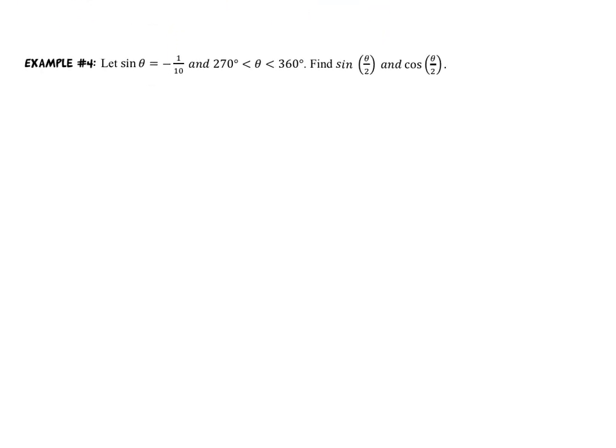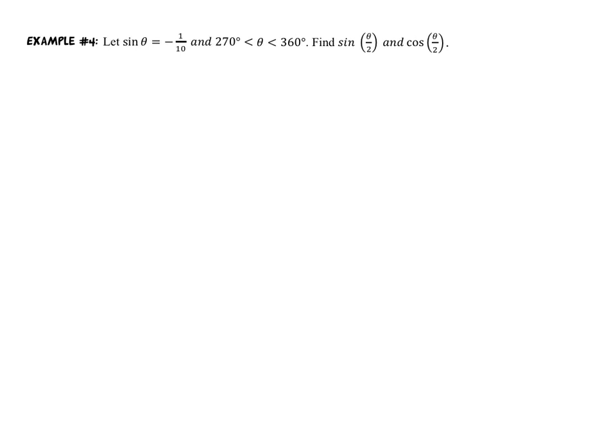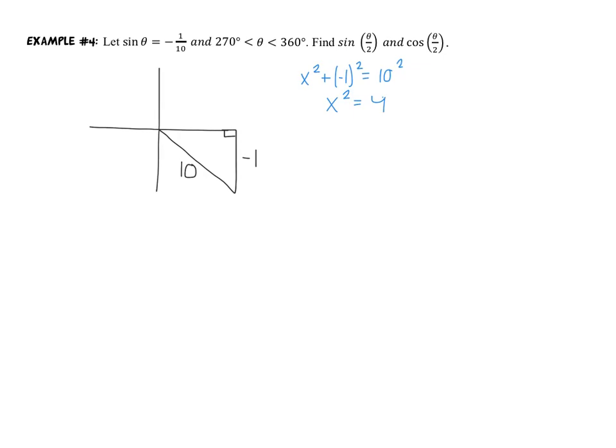So, example 4, we'll get into what it really looks like. As always, I'm going to draw my picture. This is between 270 and 360, so that's quadrant 4. I know sine is -1 over 10. When you do your Pythagorean theorem, I can show you that. The Pythagorean theorem would be x squared plus -1 squared equals 10 squared. So x squared would equal 99.